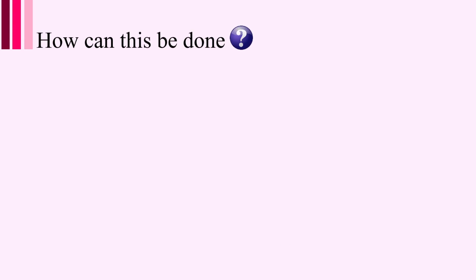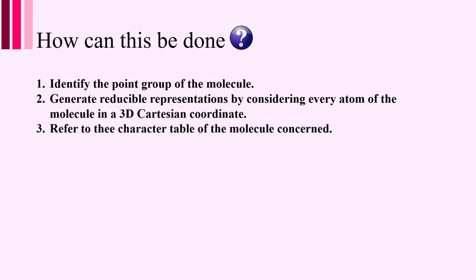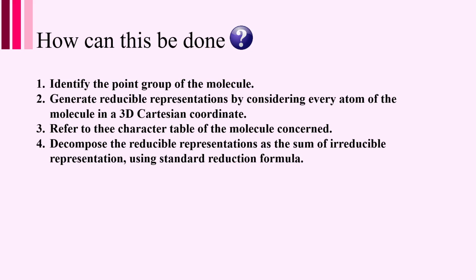But the question is how this can be done, and the answer is very simple. First, identify the point group of the molecule, and generate a reducible representation by considering every atom of the molecule in a 3D Cartesian coordinate system. Refer to the character table of the molecule we are talking about, and decompose the reducible representation as the sum of irreducible representations using standard reduction formulas.